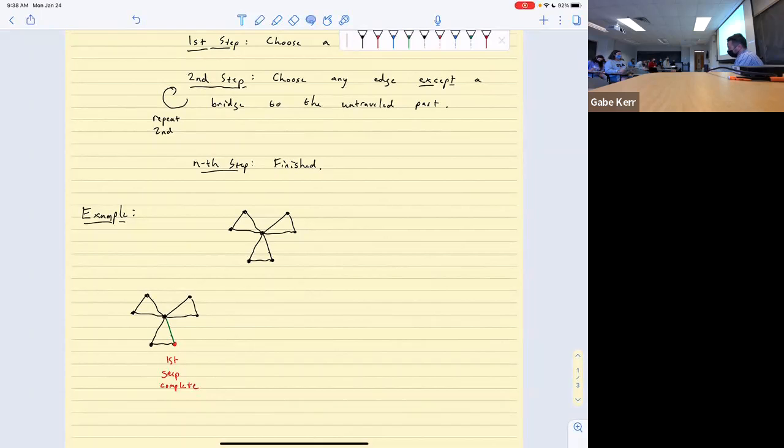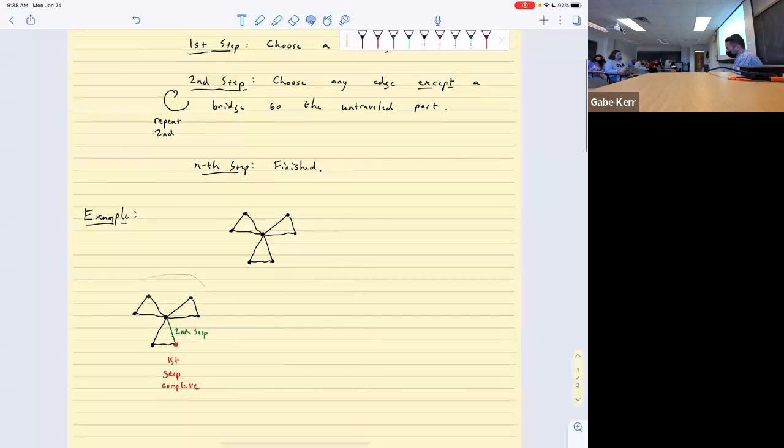Now, this is my second step. I chose an edge. Okay, so now I'm going to modify the untraveled part. I traveled along that green edge, so that is a traveled part. I'm going to get rid of it. Okay, but now I'm at this point here. I just traveled over there.